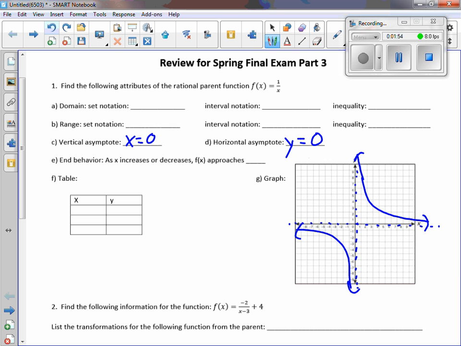So our domain in set notation, remember, is the squiggly line. We go from negative infinity to 0, and then we use, let's write this in a different way, x is less than 0. Then we use this u, which means union, because it's two separate pieces, and we have x is greater than 0. x is less than 0 on this side, and x is greater than 0 on this side, but it will never be 0 because of that asymptote.